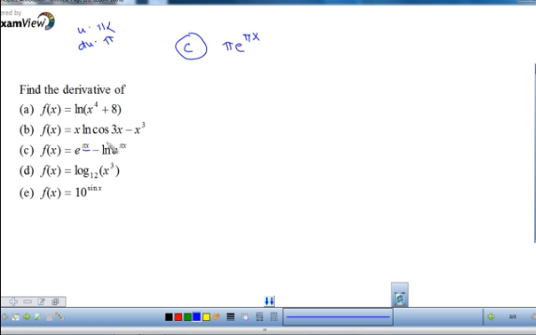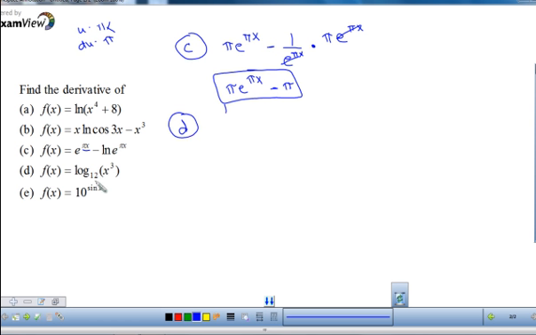minus the derivative of ln of e to the pi x. Again, the derivative of ln is 1 over u times the derivative of u. So we're going to have pi, okay, e to the pi will cancel. So we're left with minus pi.